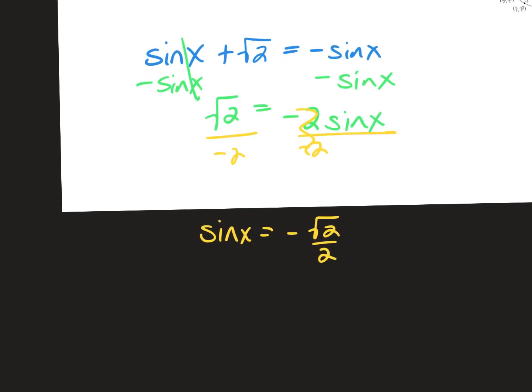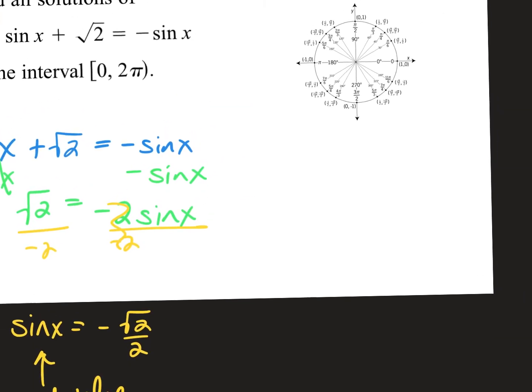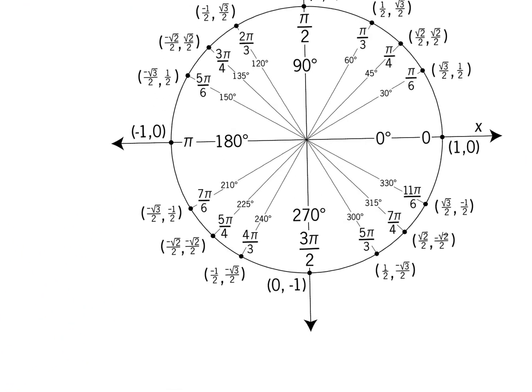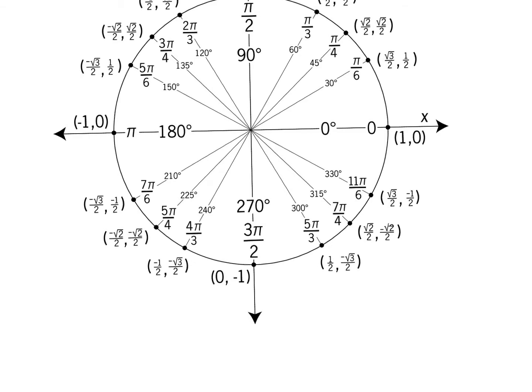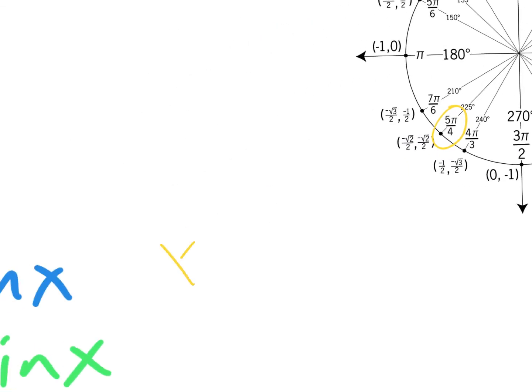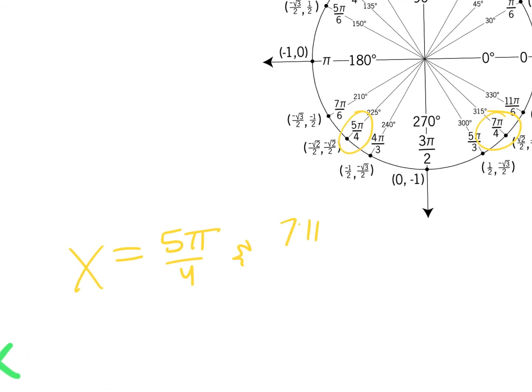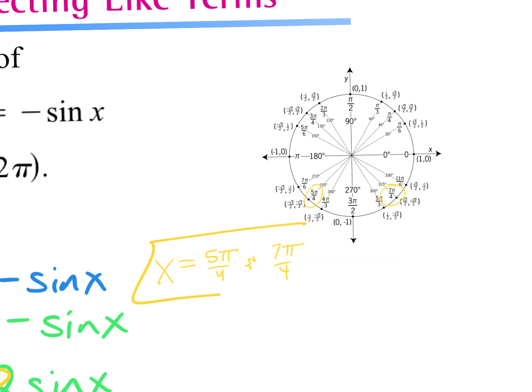Well, remind yourself, guys, sine is what value on the unit circle? Sine is the y. So you're going to your unit circle, and you're finding where all of the y values are what? Negative square root of 2 over 2. So go over to your unit circle. And this is real easy to mess up here, so pay attention. Which one's x, which one's y? Where are the y values negative root 2 over 2? 5 pi over 4, good, and 7 pi over 4. So your answer is x equals 5 pi over 4 and 7 pi over 4. That's it.